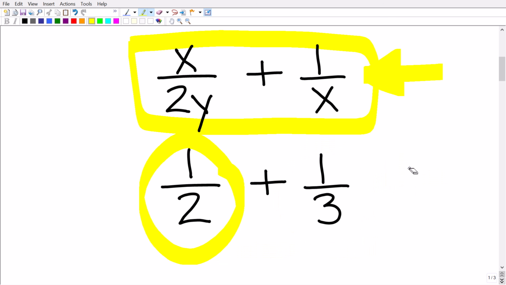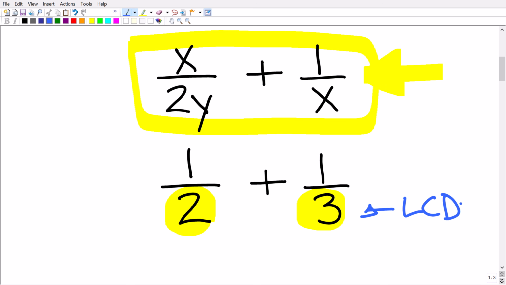How do we add fractions? Well, you can't add fractions unless the denominators are the same. And of course, in this particular problem, we have 2 and 3 as the denominators, so we need to find the LCD. Okay, so this should be real basic review for your child at the ninth grade level, and the lowest common denominator here, of course, is 6.